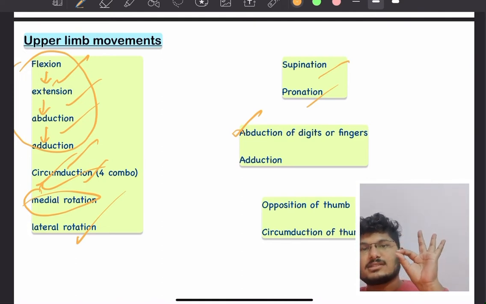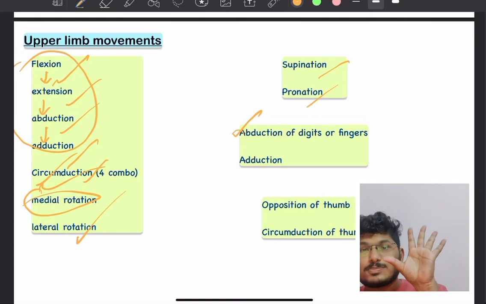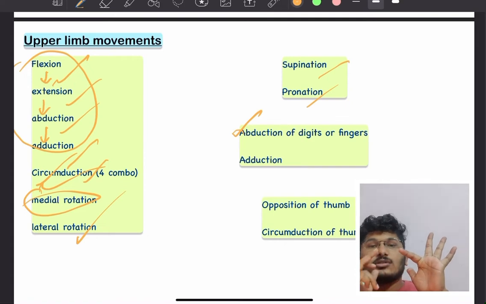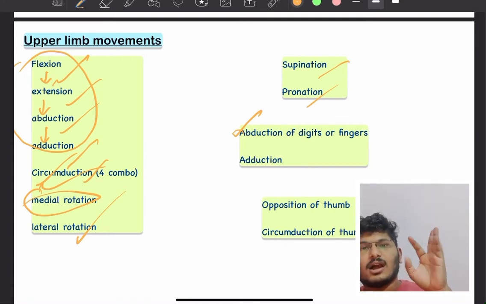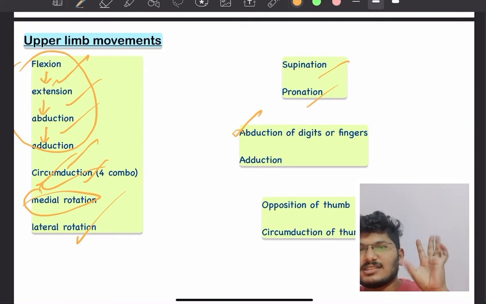This is called thumb apposition. The ability of the thumb to touch all other fingers is called thumb apposition. That is, the thumb is able to oppose all other fingers like this. This special movement of the thumb is called apposition. Unlike the thumb, any other finger is not able to touch all other fingers. You can try. You can't. This one can touch this one, but not the little finger. So apposition is a special movement of the thumb in which the thumb can touch all other fingers.